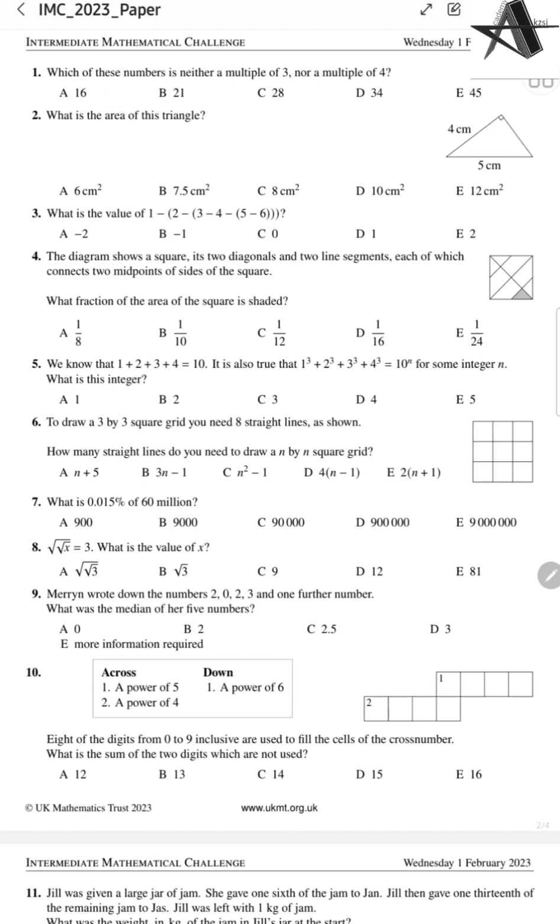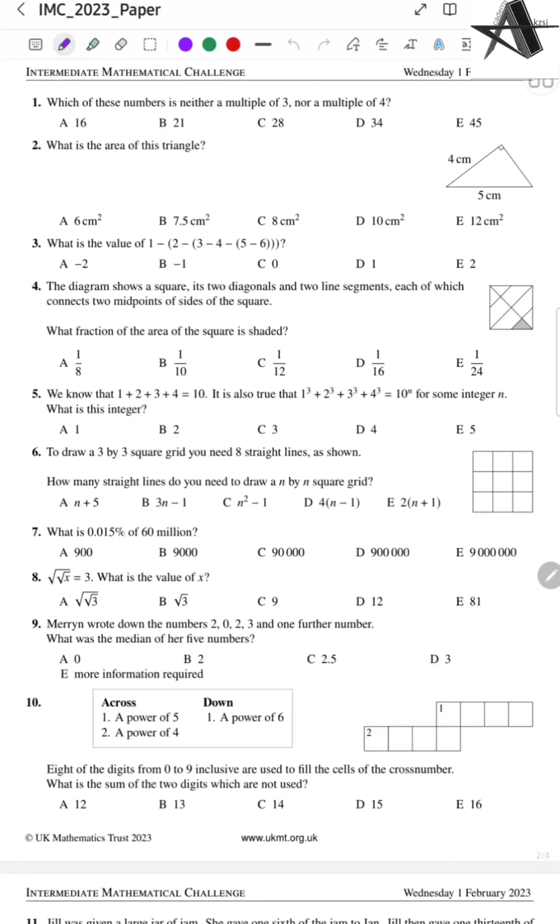It says which of these numbers is neither a multiple of 3 nor a multiple of 4. It's very easy. How can we check a multiple of 3? The sum of the digits should be a multiple of 3. That means 6 plus 1 gives me 7. 7 is not divisible by 3, so definitely it's not a multiple of 3, but it's a multiple of 4, because to know whether a number is divisible by 4 or not, you have to see the last two digits, and the last two digits should be a multiple of 4. 4 times 4 is 16. So yeah, definitely this is a multiple of 4. So that's not the answer.